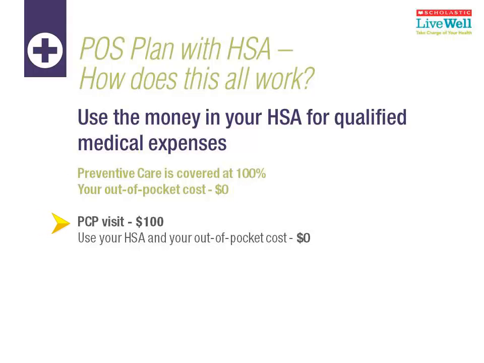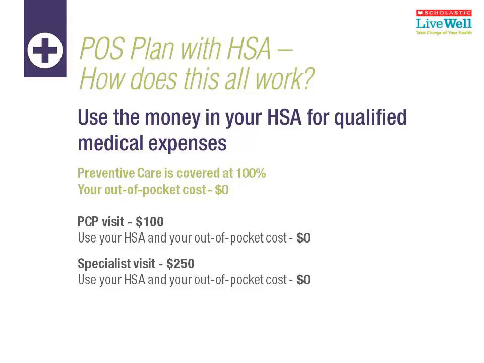Next, you see your primary care physician and the visit costs $100. You haven't met your deductible yet, so normally you would have to pay $100 out of pocket. But now you can use the money in your HSA to pay that expense and your out-of-pocket cost is $0. Plus, the $100 you paid for your visit goes towards your deductible. It's the same thing if you visit a specialist. Say the cost of the visit is $250.